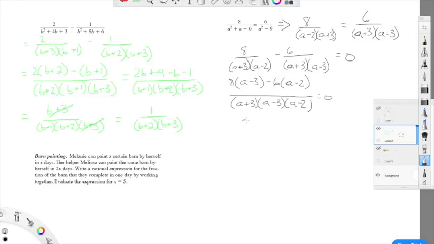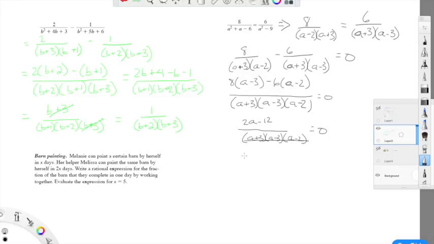Again, a couple of different ways we could do this. First, let's expand the top. We get 8a minus 6a is 2a, and then 8 times negative 3 is negative 24. Negative 6 times negative 2 is positive 12, so negative 24 plus 12 is negative 12. All of that over the same denominator equal to 0.